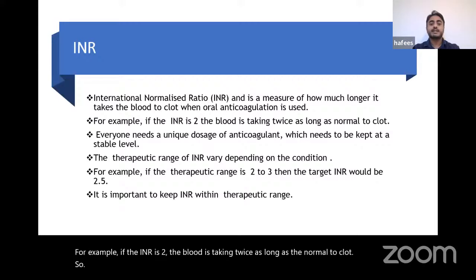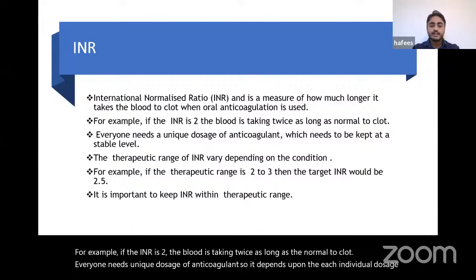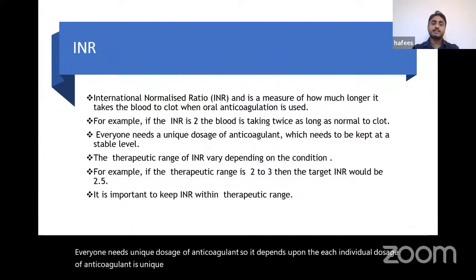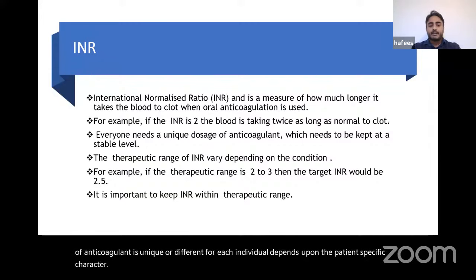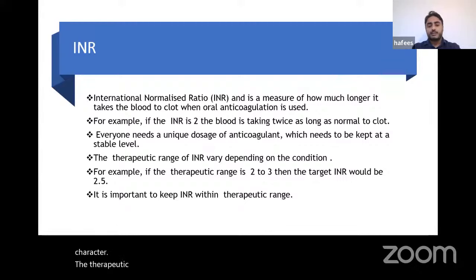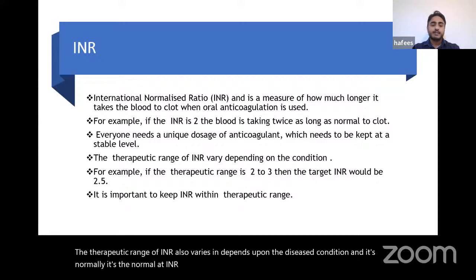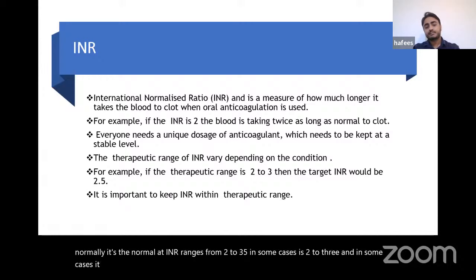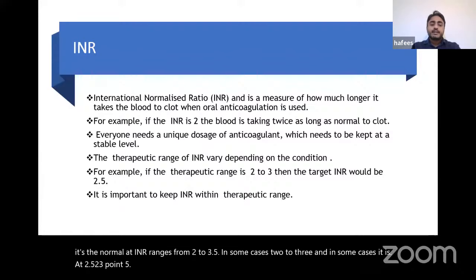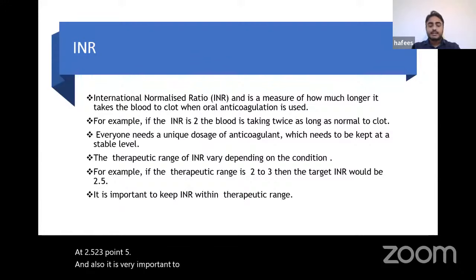Everyone needs a unique dosage of anticoagulant, so it depends upon each individual. The dosage of anticoagulant is different for each individual, depending upon the patient's specific characteristics. The therapeutic range of INR also varies and depends upon the disease condition. Normally the INR range is from 2 to 3.5. In some cases it is 2 to 3, and in some cases it is 2.5 to 3.5. And also, it is very important to keep the INR within the therapeutic range.